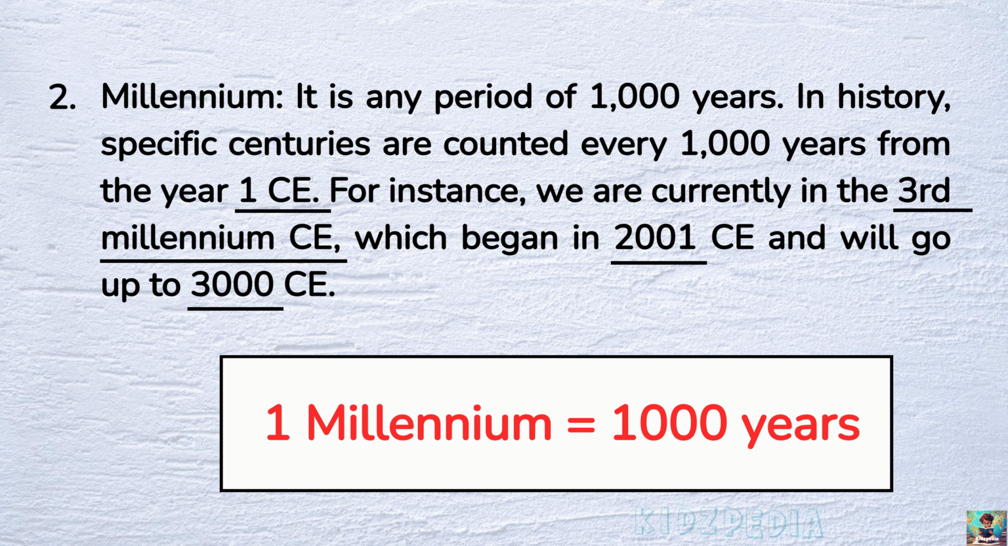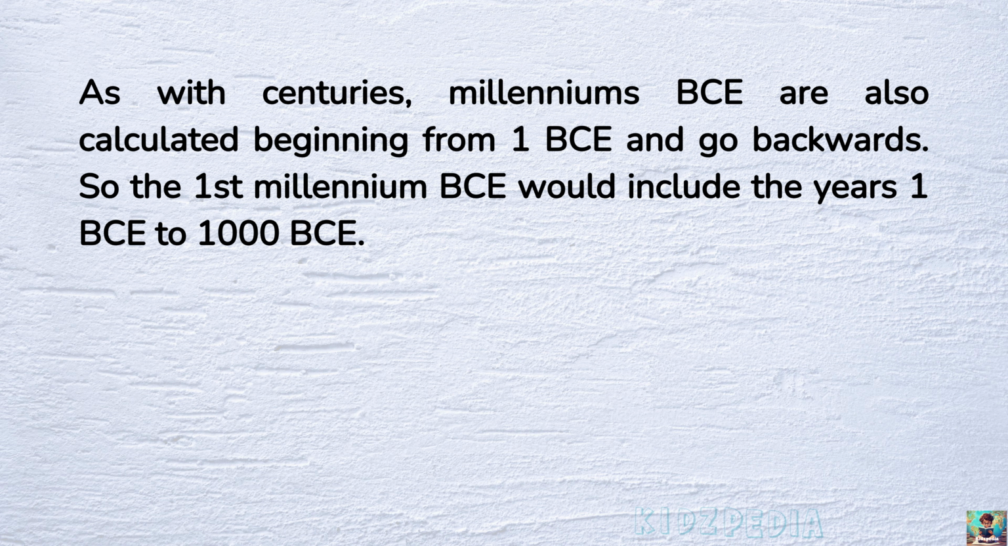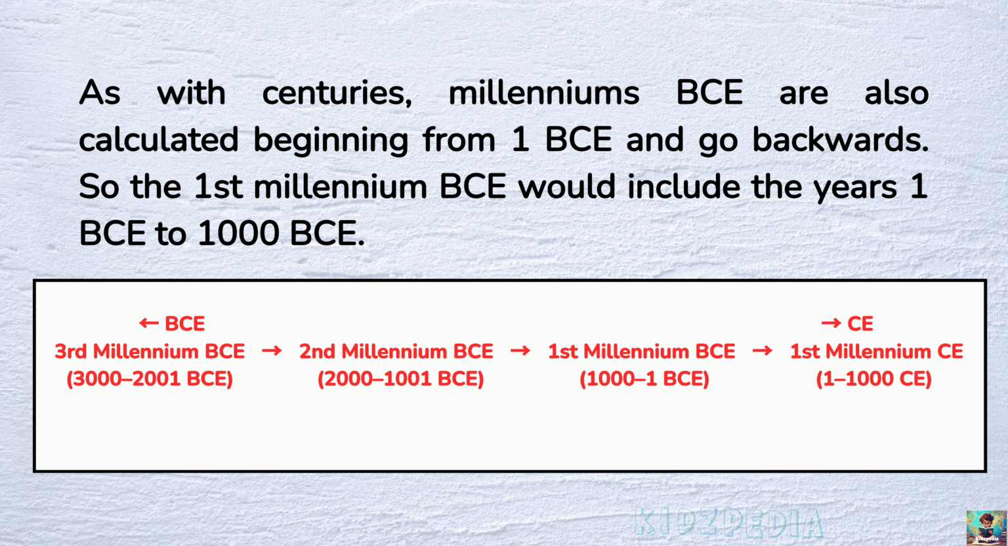As with centuries, millenniums BCE are also calculated beginning from 1 BCE and go backwards. So, the first millennium BCE would include the years 1 BCE to 1000 BCE. Like centuries, millenniums BCE are also counted backward from the year 1 BCE.